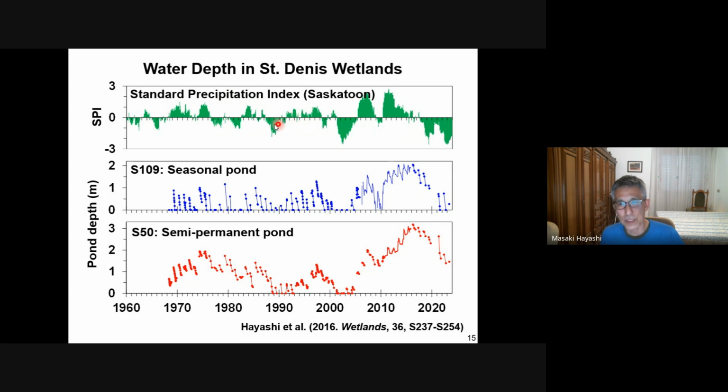And then there came a time when things got very dry, so both the seasonal and semi-permanent ponds became much drier. Then there was a wet period, and then a big wet period, which lasted for about 10 years. So water levels went up. And now we're in the middle of a severe drought, so the water levels are coming down. There is a prediction that this severe drought is going to last for a few years, and then it will go back to how it was in the 60s and 70s.